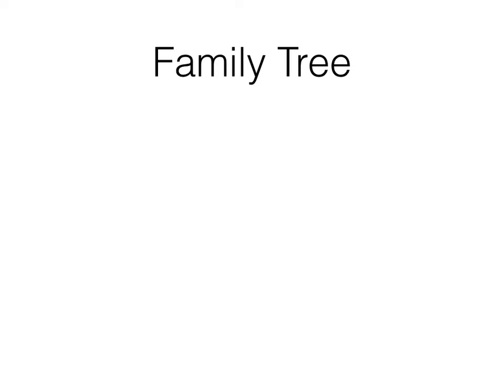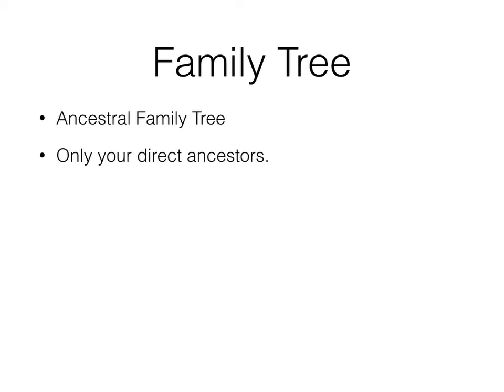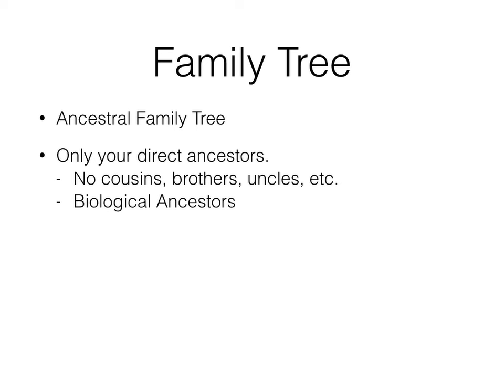We're going to look at a sequence by first looking at a family tree. So for those of you who know what a family tree is, essentially a diagram of all of your family members. There are different kinds of family trees. So we're going to be looking at an ancestral family tree. We're only going to be looking at your direct ancestors, not cousins, no brothers, no uncles, just you and your direct ancestors. So we're also talking about your biological ancestors. Okay, if you were adopted by a single parent, for example, we're not talking about that. We're talking about your biological ancestors.